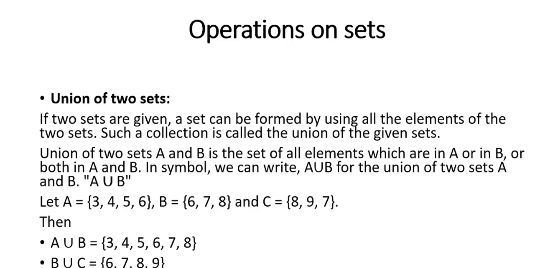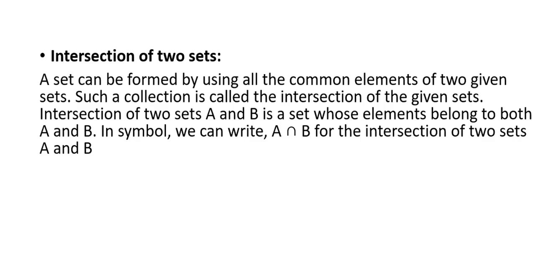We are moving on to our next operator, the intersection of two sets. What does the intersection of two sets mean? A set can be formed by using all the common elements of two given sets. Such a collection is called the intersection of the given sets. The intersection of two sets A and B is a set whose elements belong to both A and B.